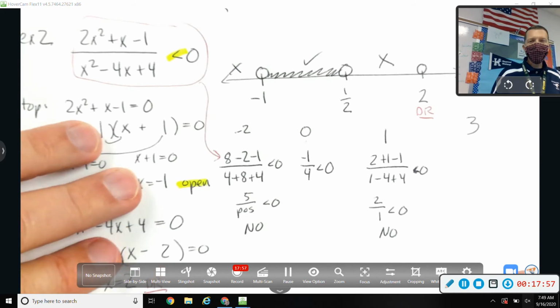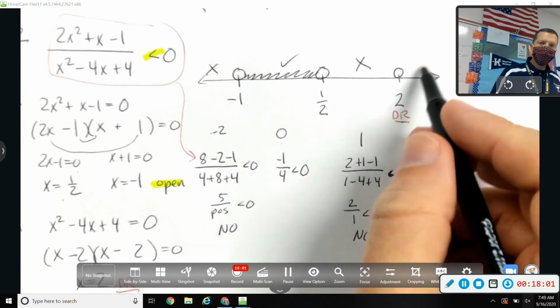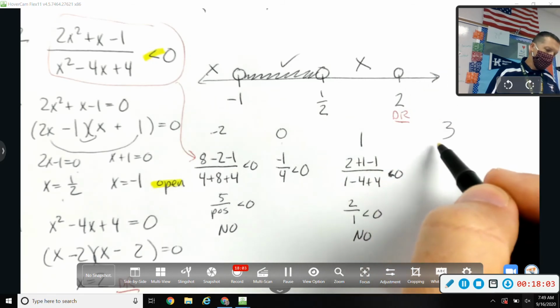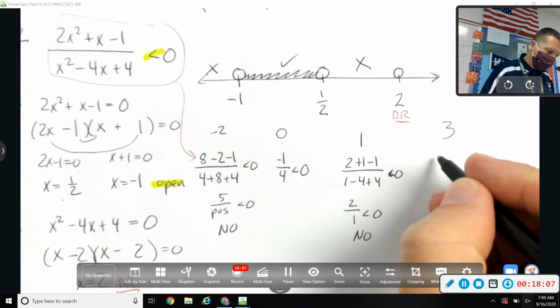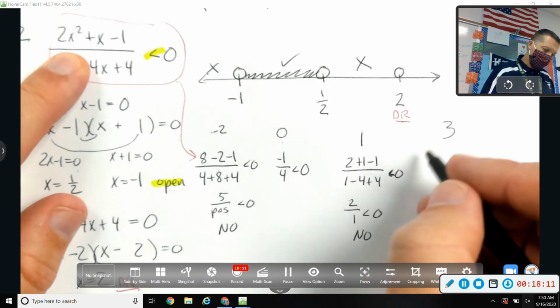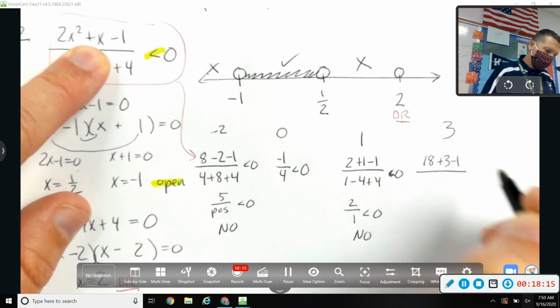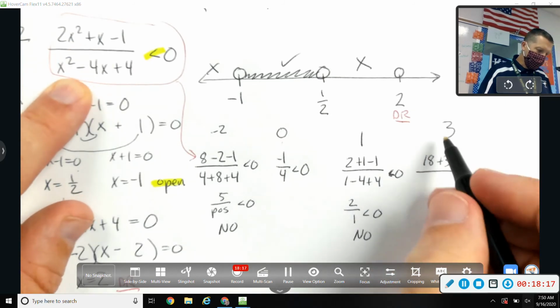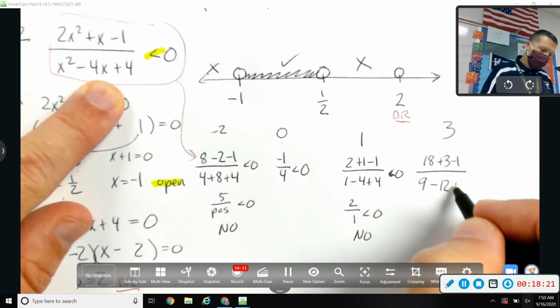My alternating rule is working so far, but this double root makes me think this is not going to work. We're not too familiar with double roots, so I should probably test it to make sure. So I'm going to plug in 3. 2 times 9 is 18, plus 3 minus 1, over 9 minus 12 plus 4.